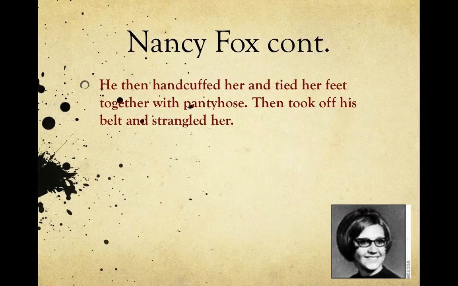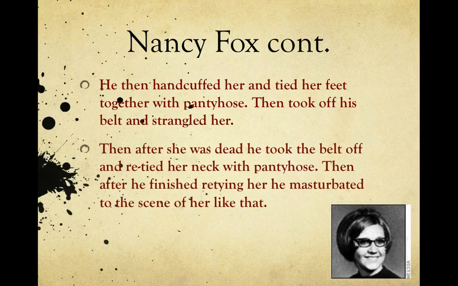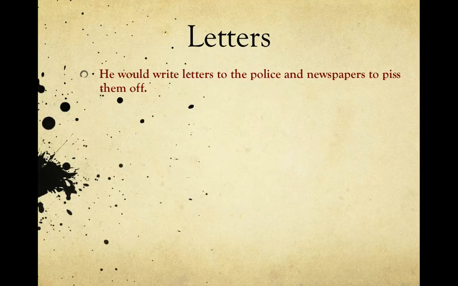He then handcuffed her and tied her feet together with pantyhose, then took off his belt and strangled her. Then after she was dead, he took the belt off and retied her neck with pantyhose. Then after he finished retying her, he masturbated to the scene of her like that. He eventually wrote letters to the police in order to piss them off.